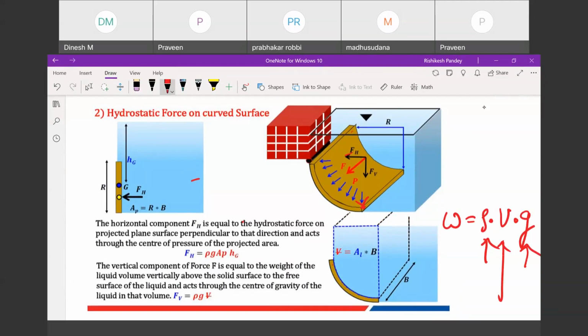Now how to calculate volume? It is also a simple one. If you are able to calculate this area, then this area multiplied by depth B will give you the volume.